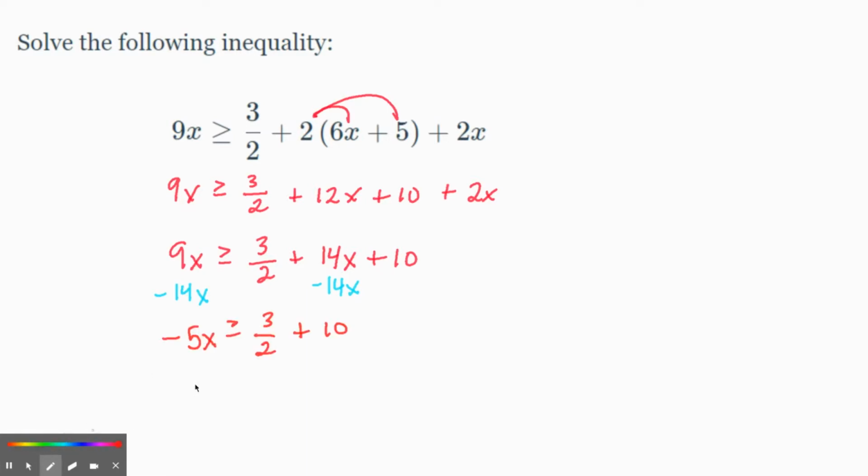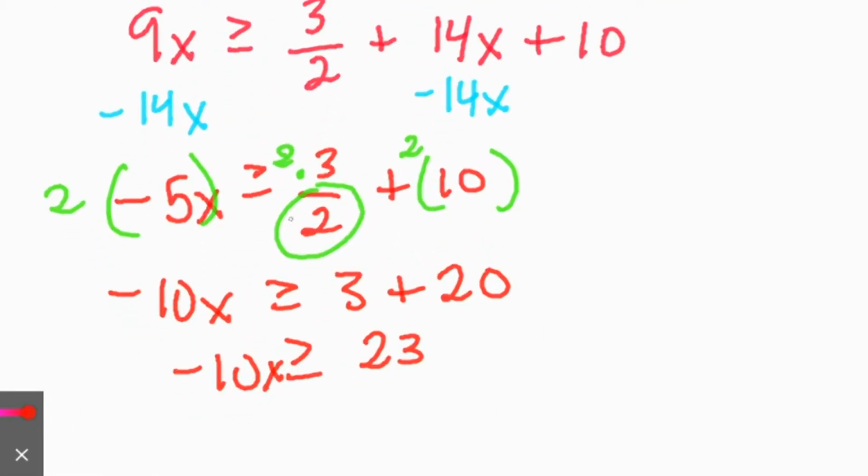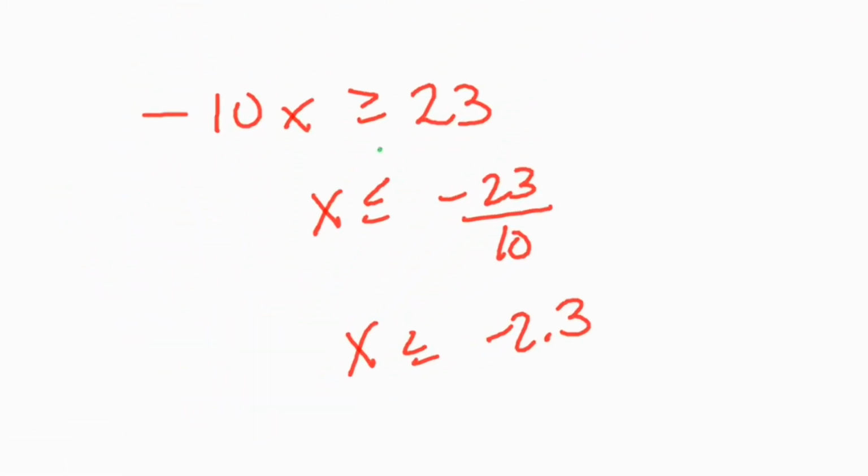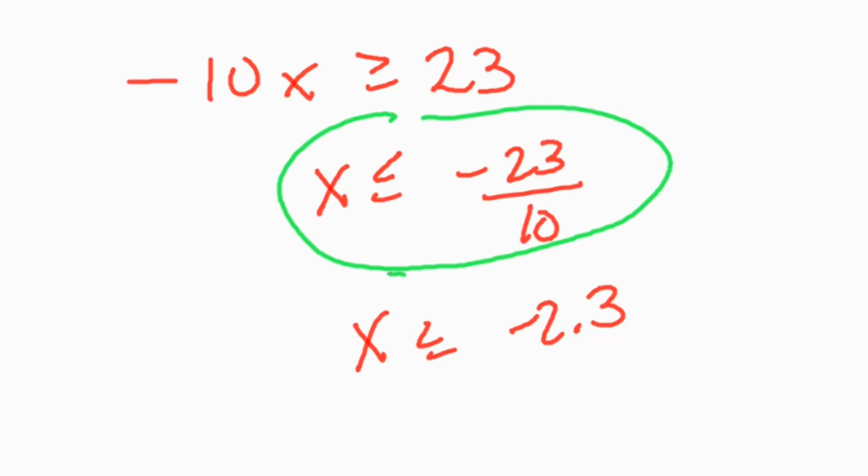It's at this point you have to decide whether or not you want to really do that disguise the fraction technique we talked about. We can try it. Let's go ahead and do it. So everything on both sides gets multiplied by 2. We got -10x greater than 3 plus 20, which is 23. And then our final answer, remember, we're going to be dividing by a negative number, so we're going to have to switch the direction here. So our final answer here is either one of these will be fine, -23/10 or -2.3.